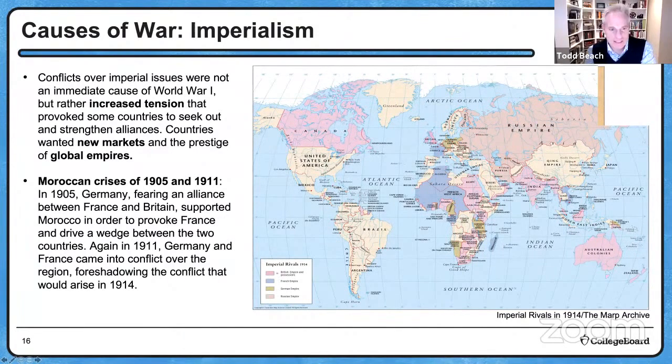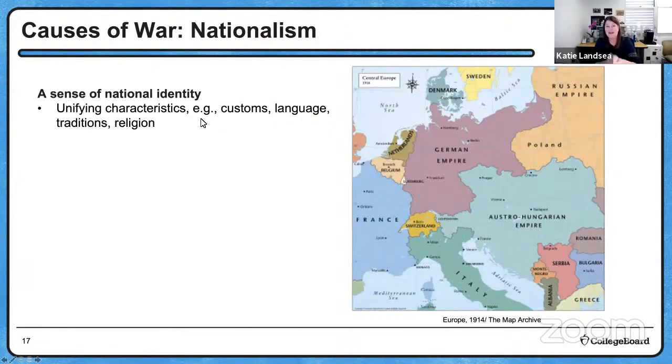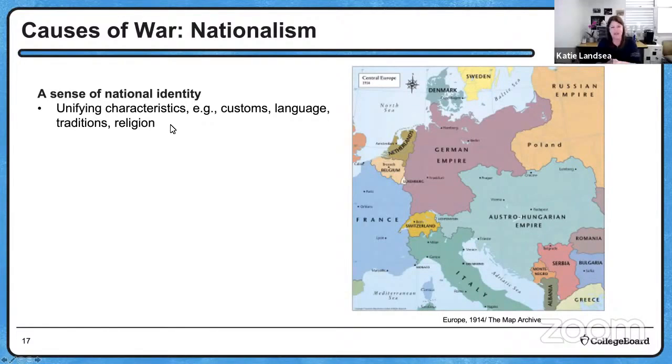I've clicked it. It's lagging. No problem. There we go. I don't see it. All right, nationalism. It's the beauty of being live.